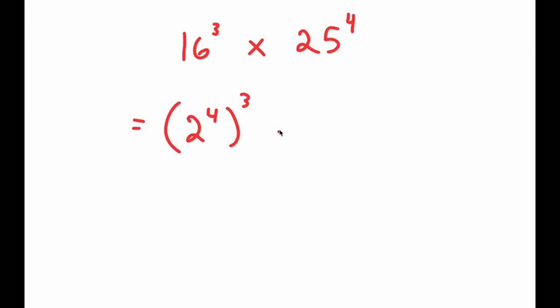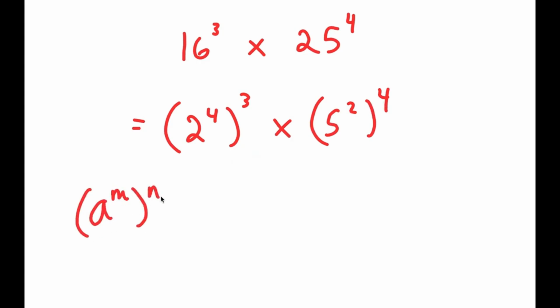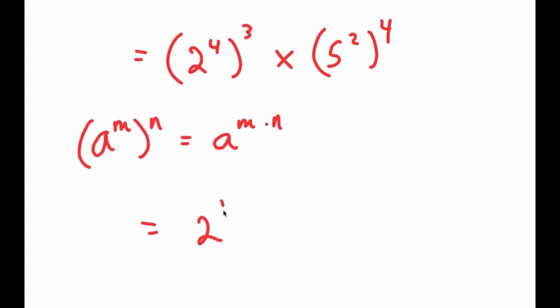Alright, so in this video, I'm going to solve the problem 16 to the power of 3 times 25 to the power of 4. So to solve this, I'm going to first rewrite this as 2 to the power of 4 to the power of 3, and I have this times 5 squared to the power of 4. Now, if I have something in the form a to the power of m to the power of n, this is equal to a to the power of m times n. So this turns into 2 to the power of 12 times 5 to the power of 8.